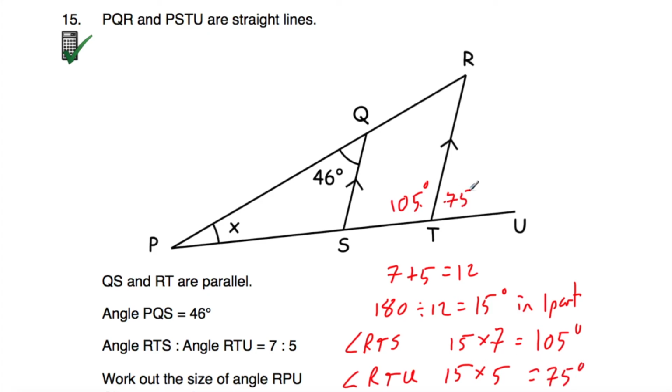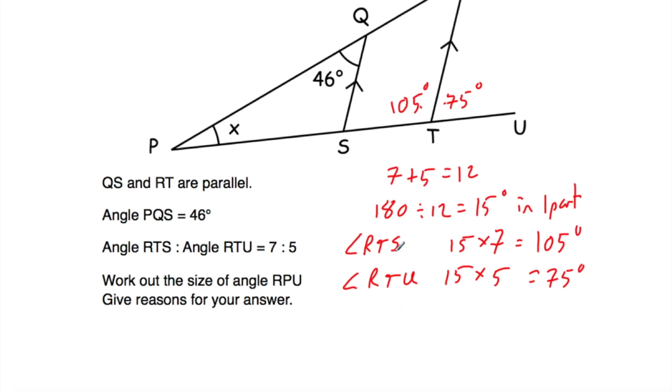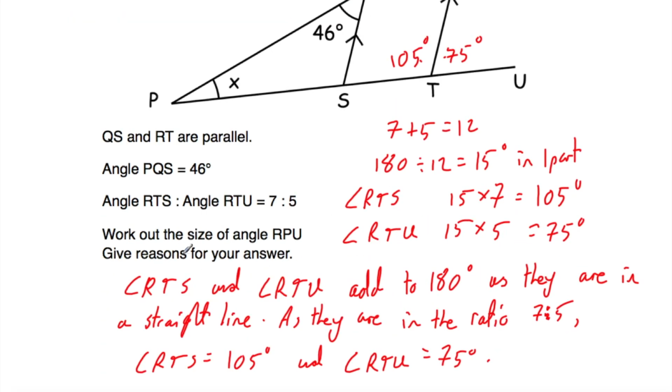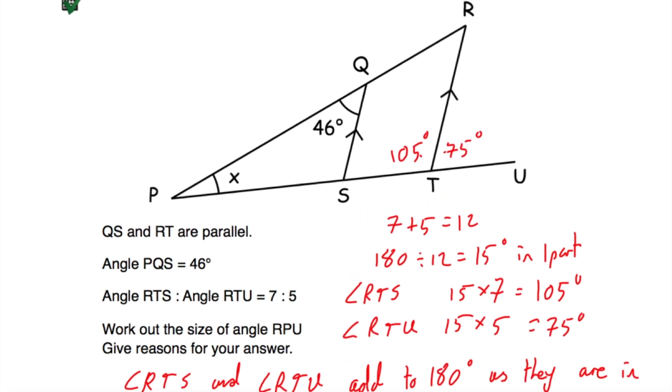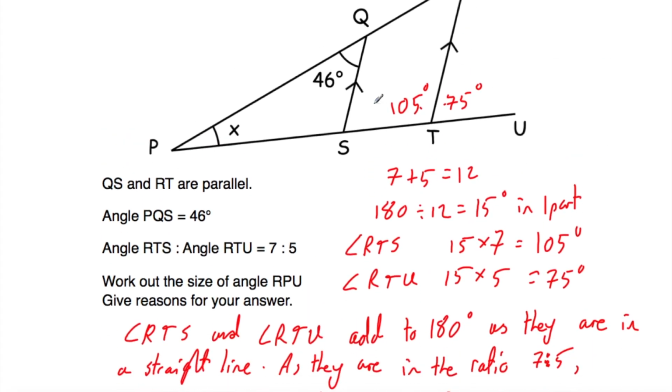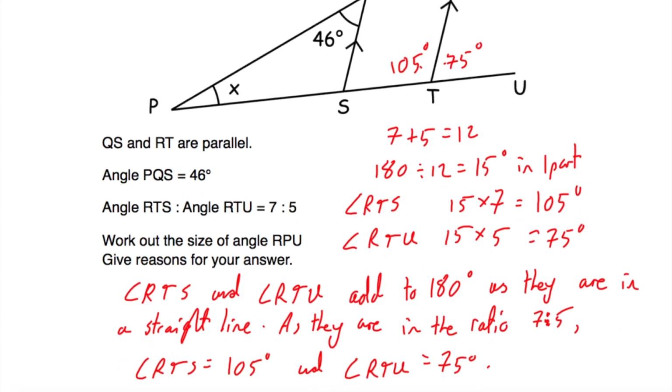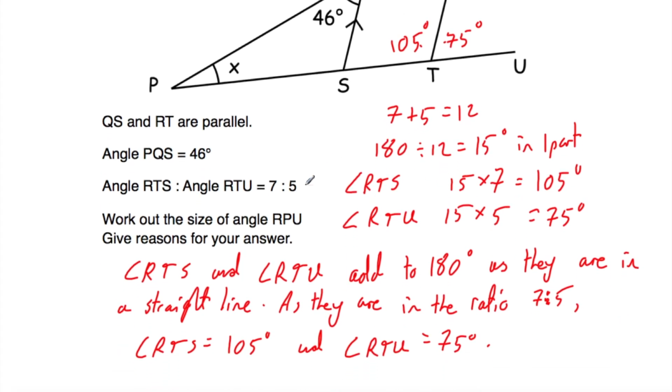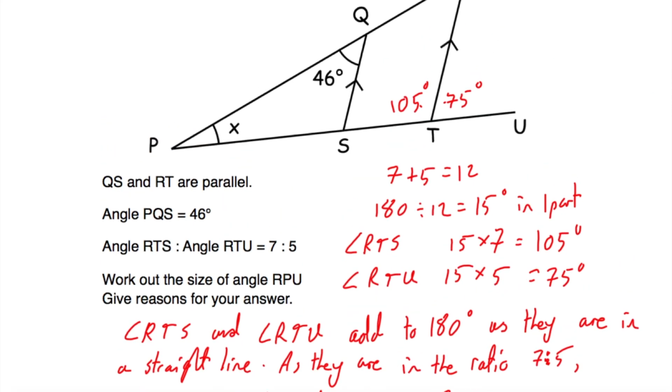So we've just shared 180 degrees in the ratio 7 to 5, and we've found the size of angle RTS and angle RTU. And we've been asked to explain our reasons, so let's just explain that. Angle RTS and angle RTU add together to be 180 degrees as they're in a straight line. And as they're in the ratio 7 to 5, angle RTS is equal to 105 degrees and angle RTU is equal to 75 degrees. So that's our first step.